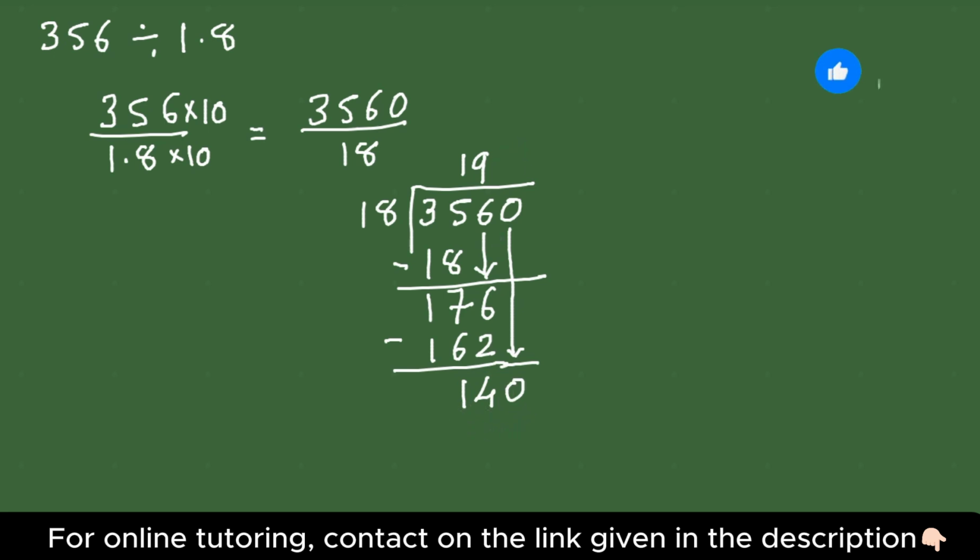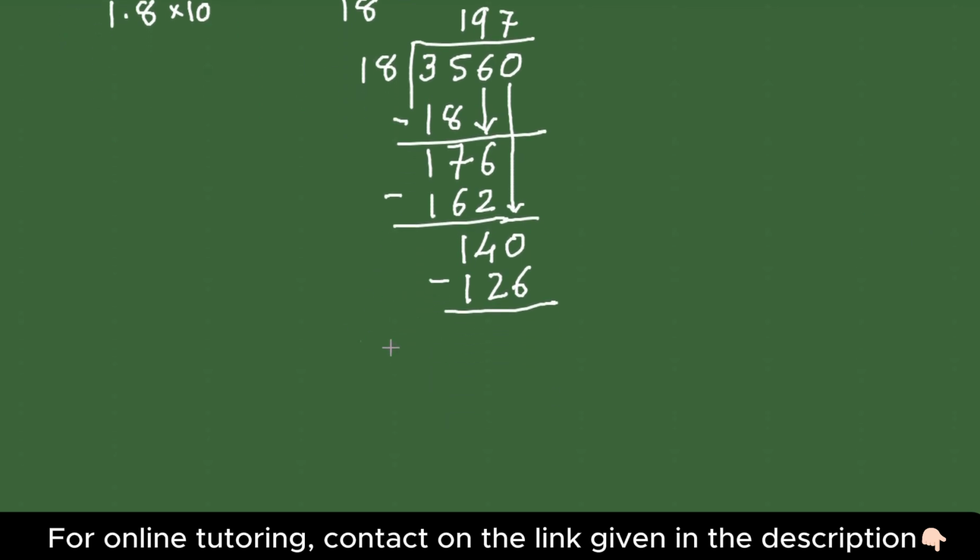Now 18 goes 7 times into 140 and 18 times 7 is 126. So 140 minus 126 is 14. Now we don't have any number to bring down. So we can put 0 here, and since we have written 0 here, we will put a decimal point in our quotient. Now 18 goes 7 times into 140 and 18 times 7 is 126.